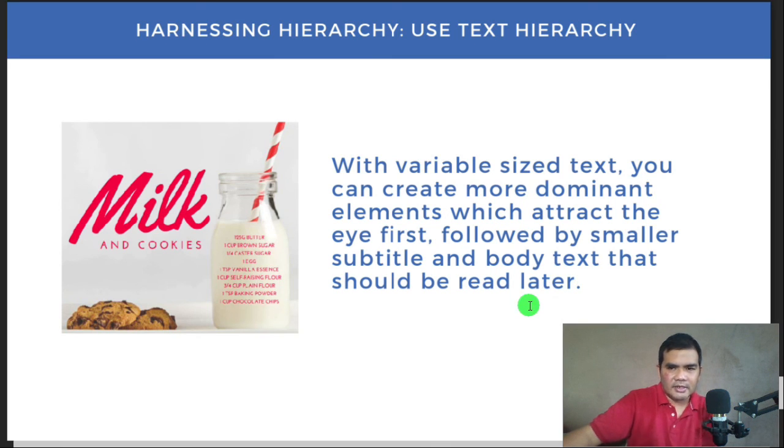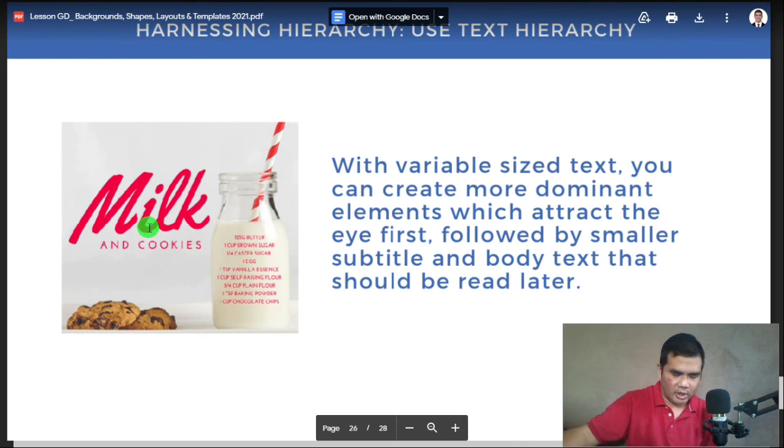For the use text hierarchy, okay. With variable size text, you can create more dominant elements which attract the eye first, followed by smaller subtitle and body text that should be read later. Okay. So with this, no, ang una naman natin babasahin this picture is the milk. Secondary na lang yung end cookies. Okay? So, yun ang sinasabi niya dito. Create more dominant elements which attract the eye first. Okay, just like this one. Tapos yung estropa, almost the same pa siya. So, upon seeing this image, una mo talaga babasahin ang makikita is yung font na milk.